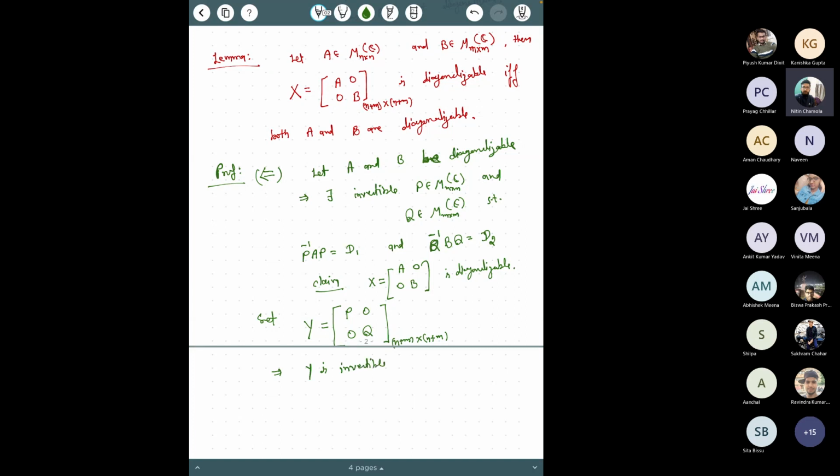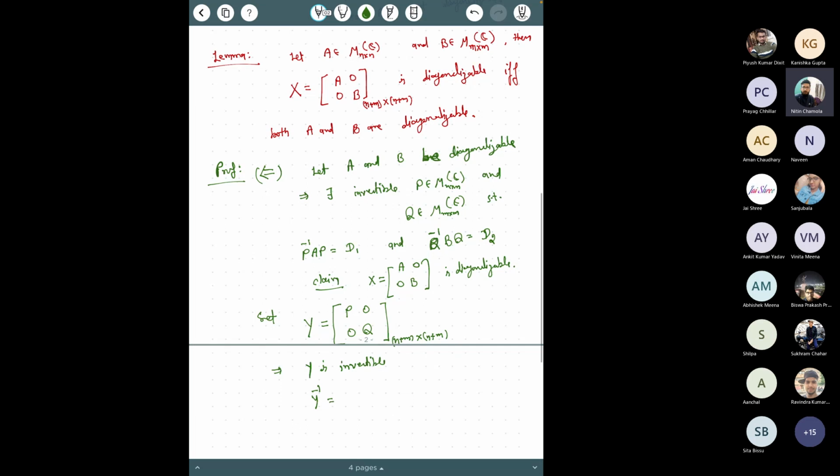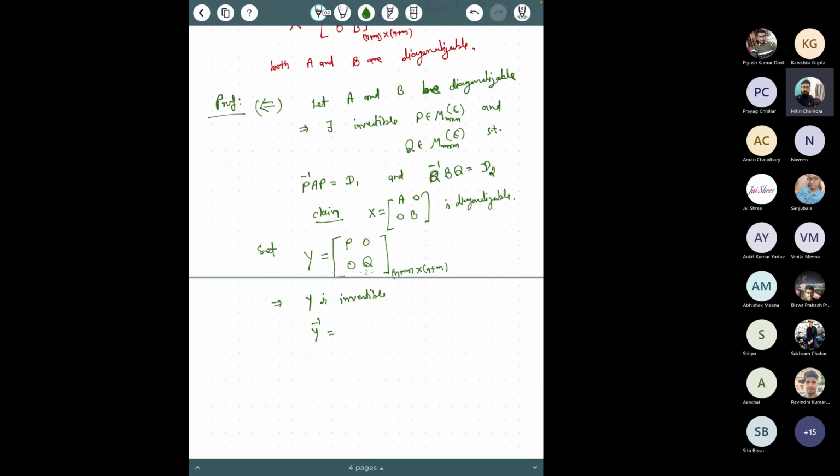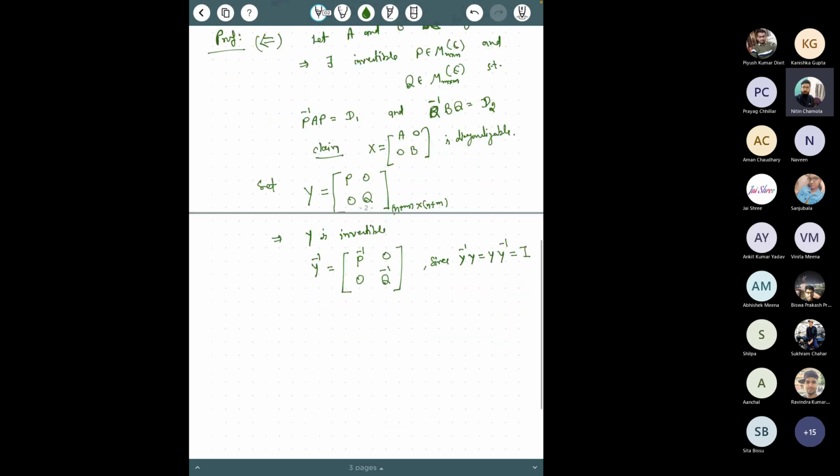And what would be the inverse of Y? Can you tell me? We need to compute Y inverse also. What is Y inverse? P inverse 0 0 Q inverse. So this is Y inverse. Now you can verify that this is Y inverse because Y inverse Y is equal to the identity of size n plus m.